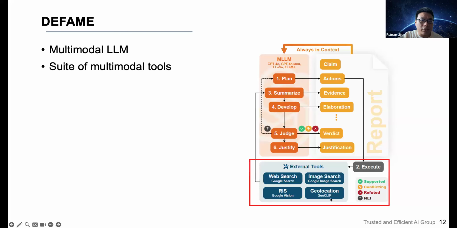And finally, they have the third part, which is their report part, because they want to make the overall verification explainable. So they have the claim, actions, evidence, exploration, verdict, and justification. The categories of those verdicts they use are the ones that I introduced before. Those are supported, conflicting, refuted, and NEI.